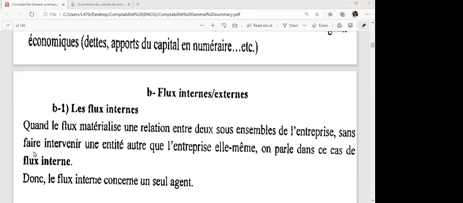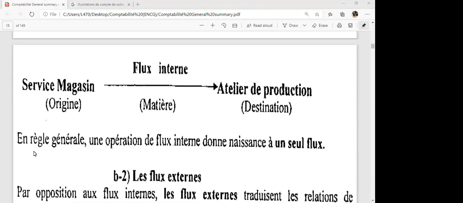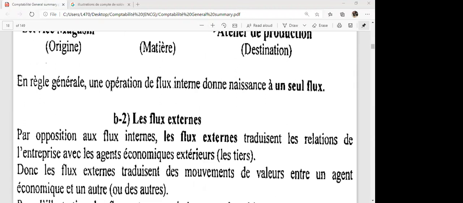Then we have the second one, which is B2, which is le flux externe. This one would be simply the movement of goods and services and their value between two or more enterprises.